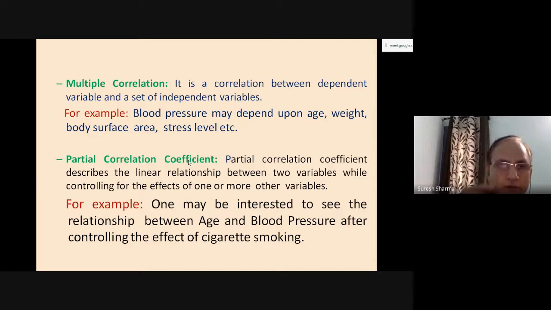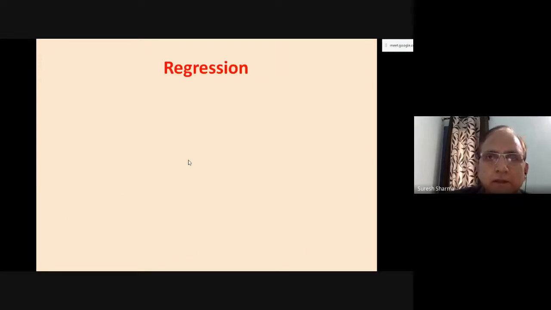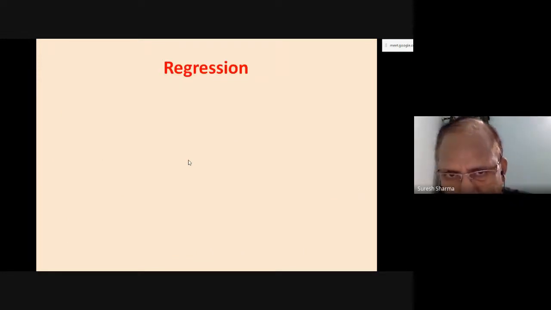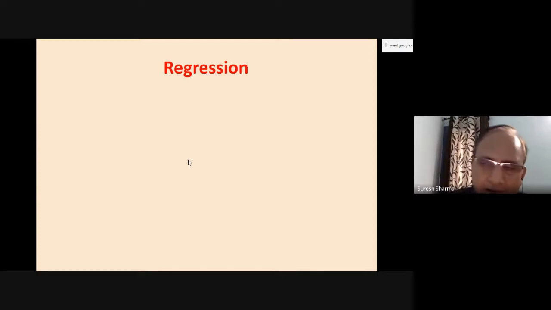All right. So I have explained all the different types of correlations. And this session is going to be theoretical, and the second part is going to be practical, where you will learn how to compute all these correlations by taking some data and using R. Okay. Now let's move on to regression. Now there are different types of regressions, but in this tutorial we will study only two types: simple regression and multiple regression.